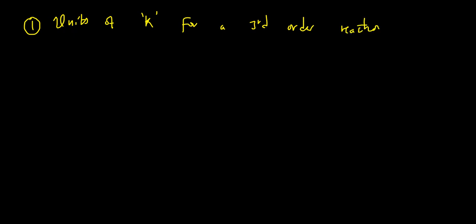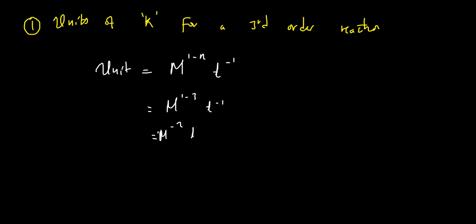Now when you want to find the units of K, unit of K is equal to the molarity raised to the power 1 minus n, and then the time raised to the power -1. Since this is the third order, it's going to be molarity raised to the power 1 minus 3, and then time to the power -1. Depending on the time, it can be in seconds, minutes, hours, days, years. So this is going to be molarity raised to the power -2, and then time raised to the power -1.